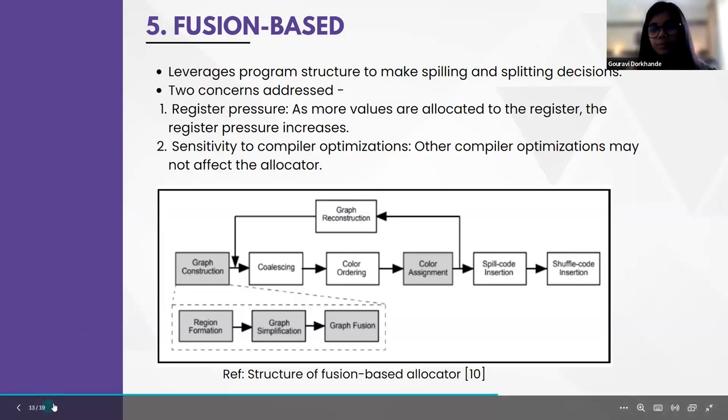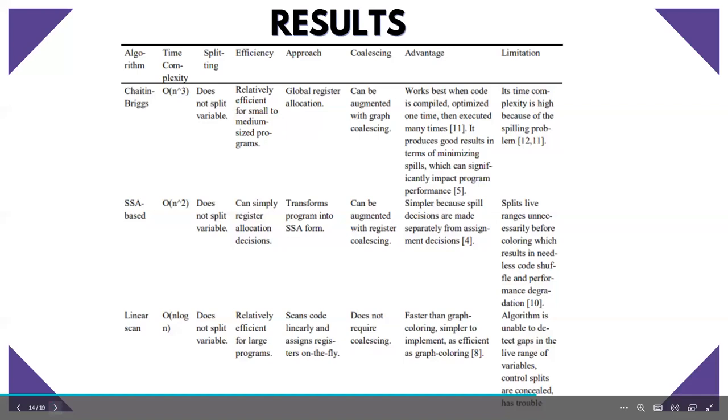Over to Ankita. You just got 30 seconds. Can you please conclude with the presentation?